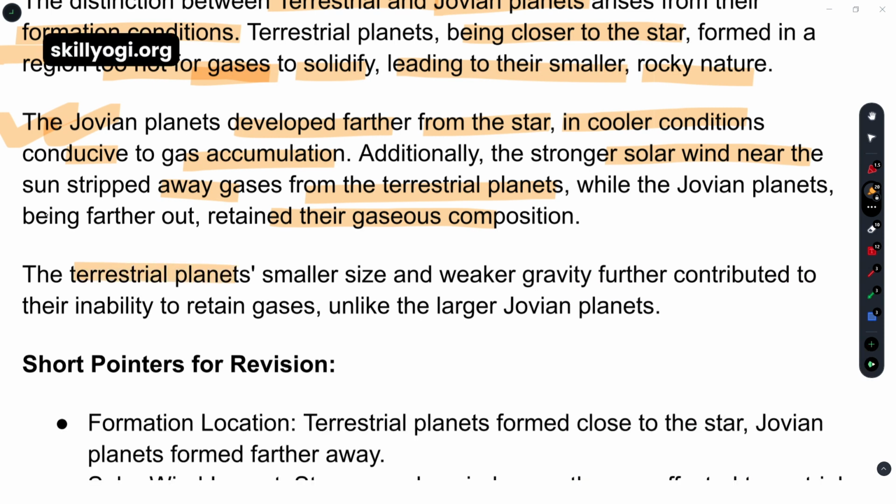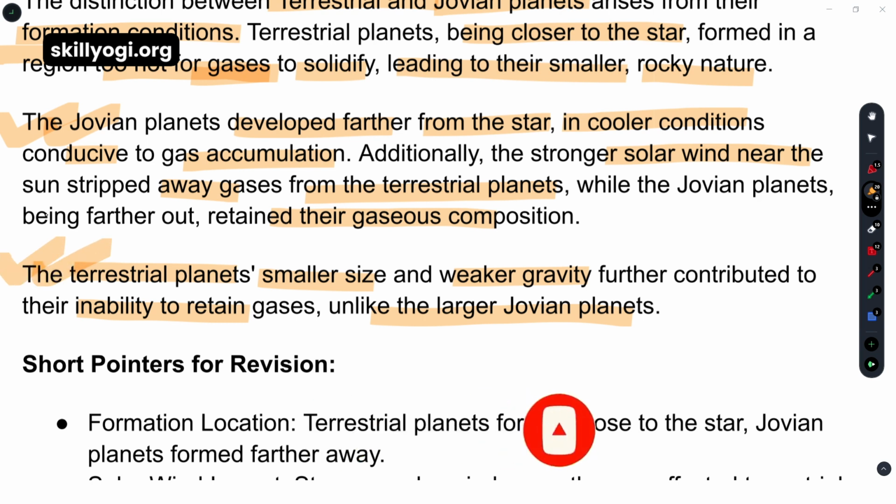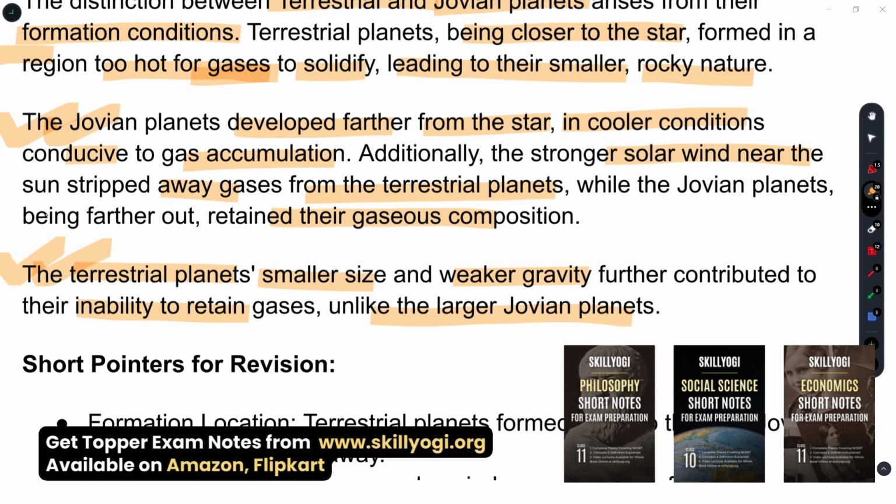The terrestrial planets are smaller in size with weaker gravity, and they are unable to retain gases, unlike the larger Jovian planets. This is another difference. So there are only two differences mentioned here. In my words, a lot of differences are there, and some of them I am explaining to you. The first one is that terrestrial planets are also called inner planets, which is not mentioned here. You can also write down this point, because that is another name of the terrestrial planet. The Jovian planet is called the outer planet.